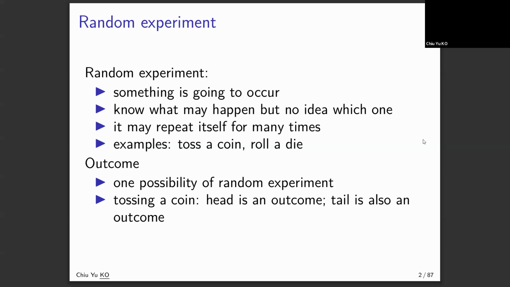Or you roll a die. Once you roll it, it's one of the 6 faces. It's not magic. So it's something where you know one of the outcomes must be true. You may be surprised by the actual outcome you observe, but you're never surprised that this outcome is possible. That's called a random experiment.